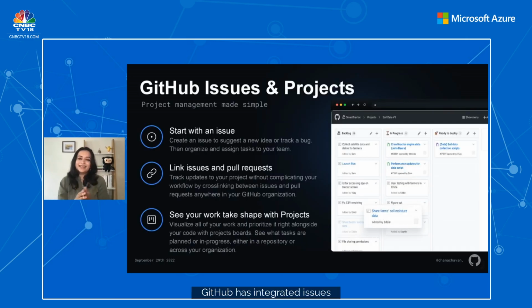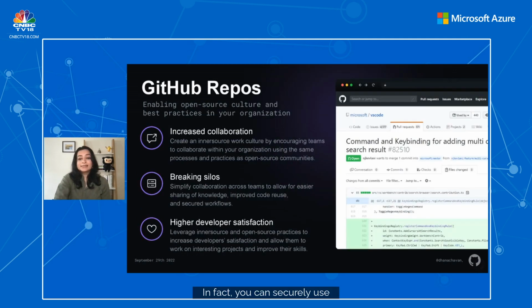GitHub has integrated issues and basic project tracking, including a built-in Kanban board with GitHub Projects. In fact, you can securely use and bring open source code and best practices to your enterprise projects and increase developer velocity through inner sourcing and build like the best software development teams in the world. Flexibility, security, compliance, and deployment controls make it easy for your teams to use GitHub Enterprise wherever you need it.